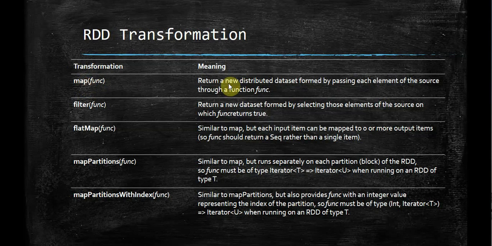Map is a transformation which takes a function as a parameter. The meaning of the transformation is that it returns a new distributed dataset formed by passing each element of the source through a function. As I just mentioned, if you're reading a file and apply a map function, it would traverse through each and every row of the file and apply the function you have mentioned here. Let's try some examples of it.